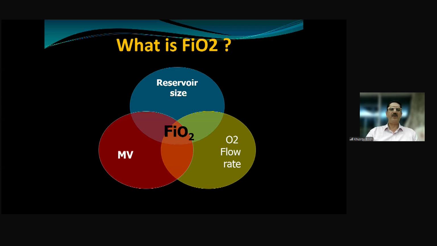Now, one more aspect we have to understand is FiO2, because without this, you will not understand any oxygen delivery system. So what is FiO2? FiO2 is the fraction of inspired oxygen at the mouth. This depends upon three factors. Obviously, the amount of oxygen I'm giving, so the flow rate: is it 2 liters or 15 liters, which is the maximum on any cylinder or any wall-mounted oxygen. Then the reservoir size.